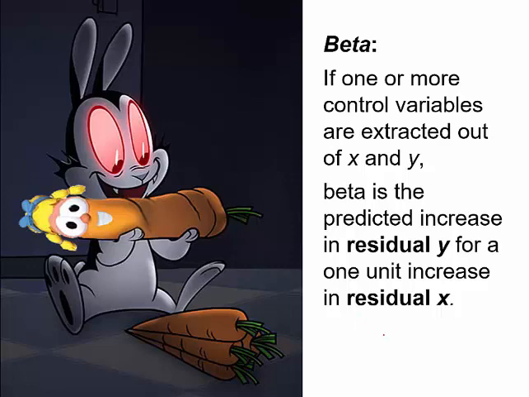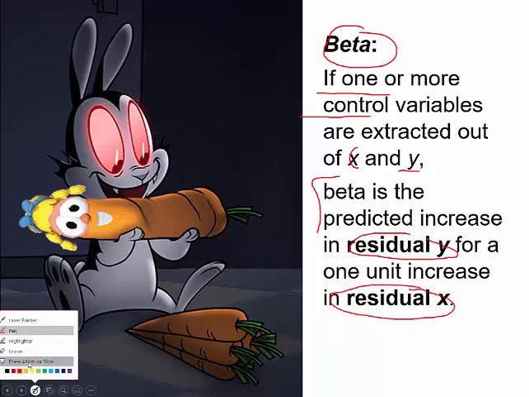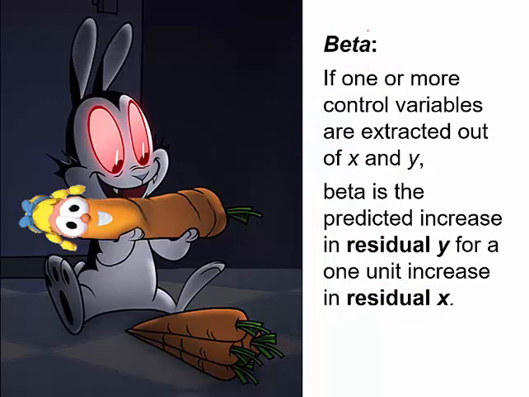And so building on this concept, we can say, what is a beta? A beta is going to tell us if we have one or more control variables extracted out of X and Y, the beta is a predicted increase in the residual of Y given a 1 unit increase in the residual of X. So again, if we're going to use extraction to define what a beta is, we can say if one or more control variables are extracted out of X and Y, then we'll get a residual of X and a residual of Y with a control variable extracted out, then our beta is a predicted increase in the residual of Y for a 1 unit increase in the residual of X. Let's take a closer look at how that will work.